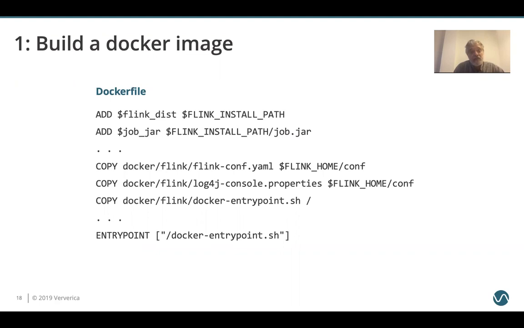So we're building a job-specific Docker file here that's going to contain your job, a specific version of Flink, and also the configuration files that you want to have for that cluster for this specific job. So you're going to have the Flink conf YAML file, the logging properties, and a shell script for booting the image.